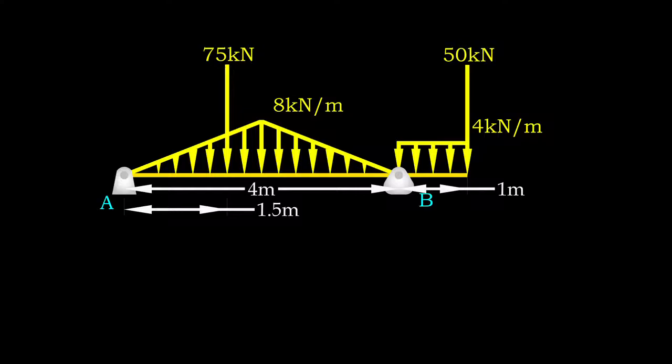On the simply supported span, it is loaded with 8 kN per meter of distributed load at the center. The intensity of the load decreases linearly towards both supports. On top of that, 75 kN of concentrated load is acting at 1.5 meter from joint A. Let's check the determinacy of this beam.